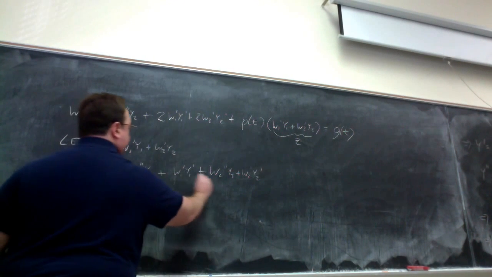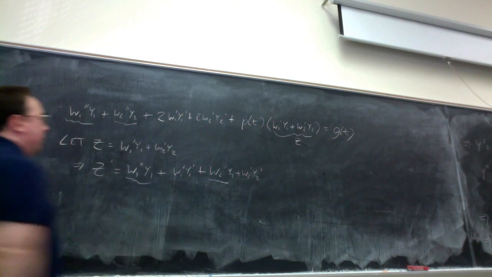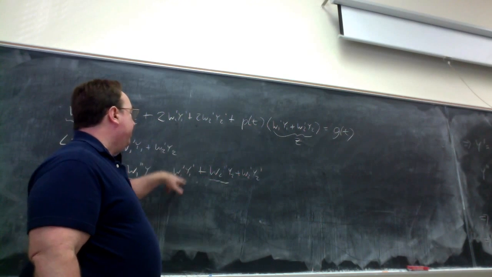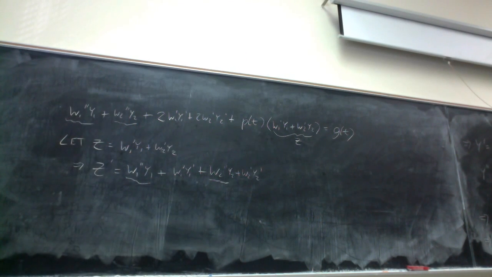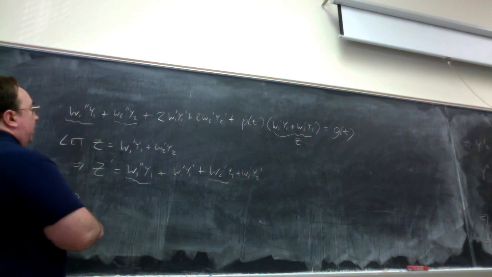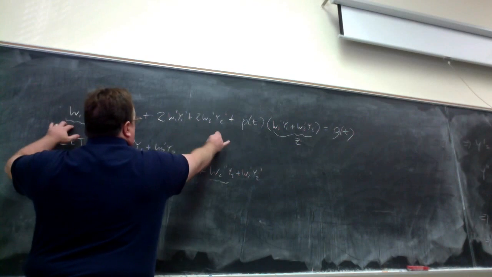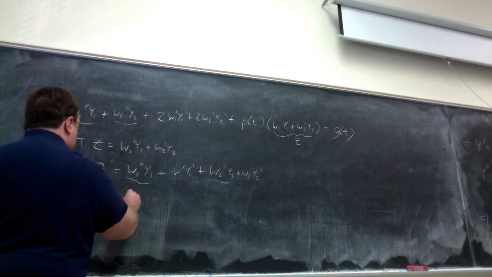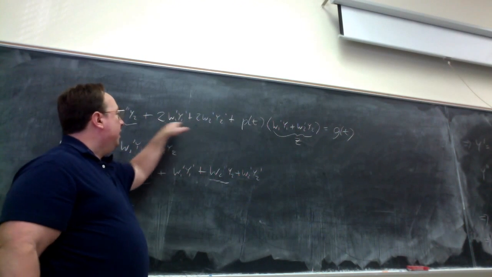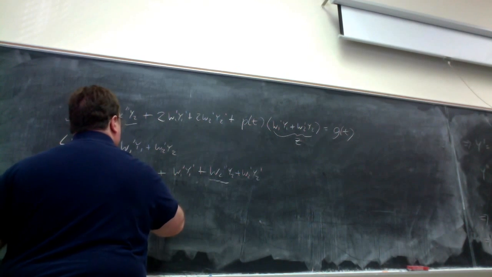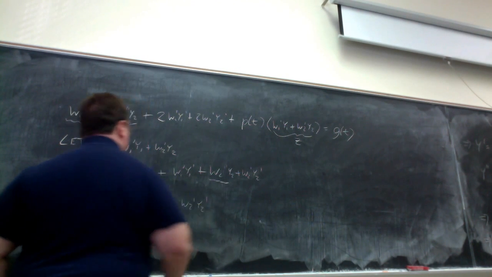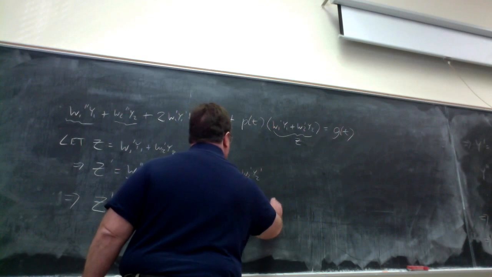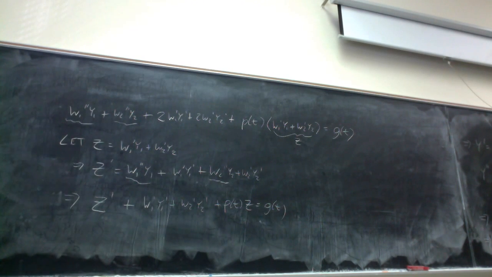Now, these terms involving the second derivatives, you see up here. And these terms also you see up here, except here we have a coefficient of 1, here we have a coefficient of 2. So in other words, in all this mess right here, I can call most of that Z prime. And the only thing that's left is one of each of these: W1 prime Y1 prime plus W2 prime Y2 prime. And then I have plus P of T times Z equal G of T. So now things are becoming more condensed.